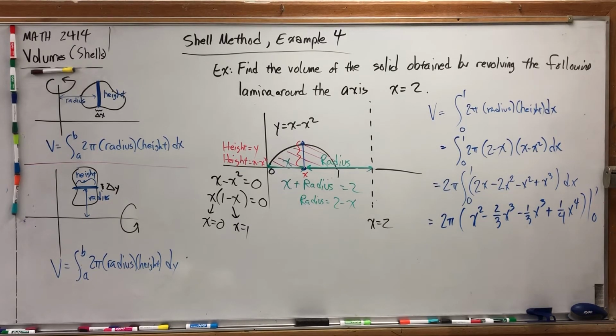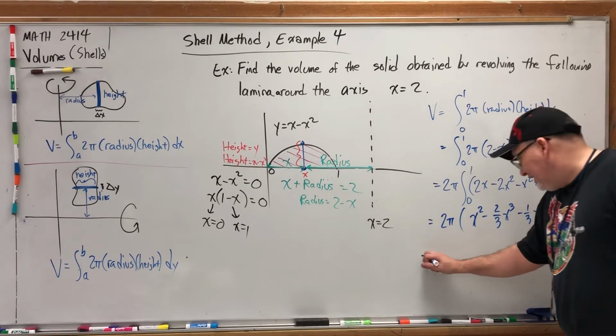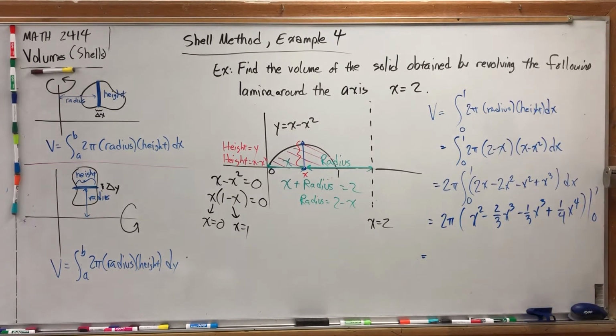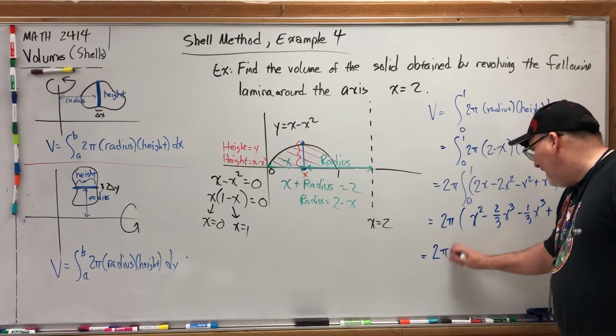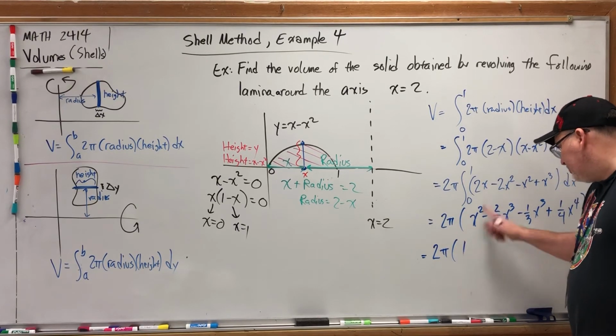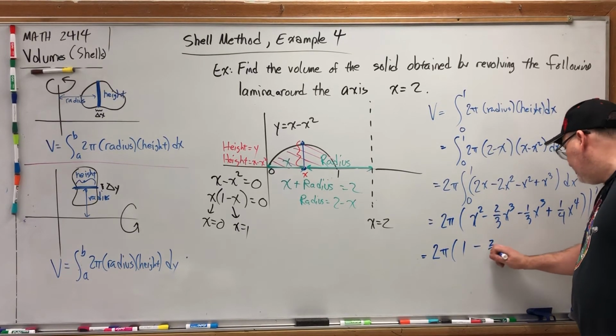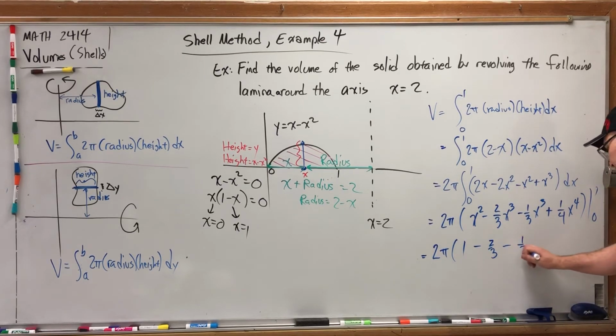The lower limit 0 does make the antiderivative 0, so we can ignore that. At some point that won't happen, but we're waiting for it to happen, and that hasn't happened yet. When I substitute 1, that will be easy. I get 2 pi times 1 squared is 1, minus 2/3, minus 1/3, plus 1/4.